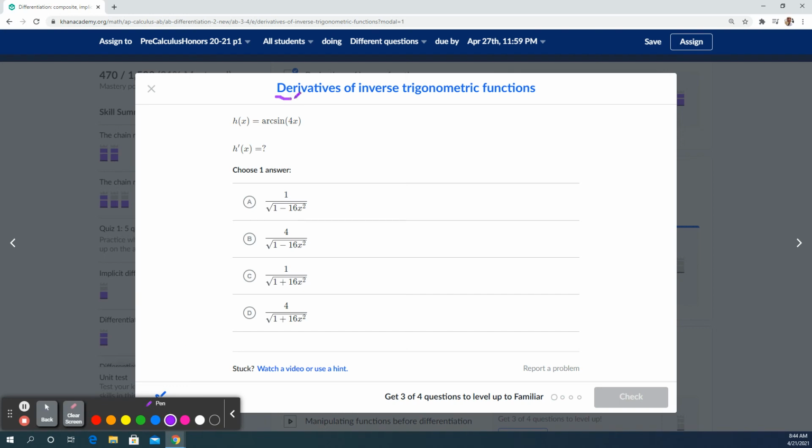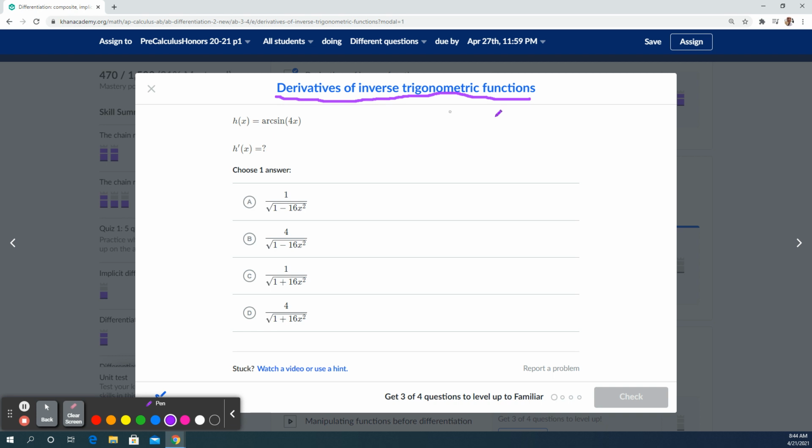We are doing derivatives of inverse trigonometric functions. Well, this is basically a formula that needs to be memorized, and in Khan Academy here, they're focusing on the three main trig functions, sine, cosine, and tangent, and the inverse of those. So in this case, it's arc sine or sine inverse, means the same thing. And it's important to note that our x is 4x right here.